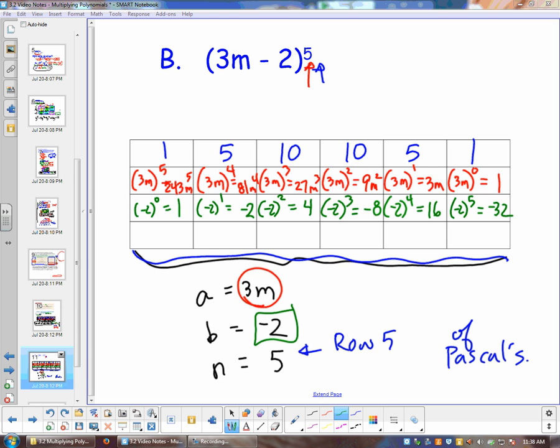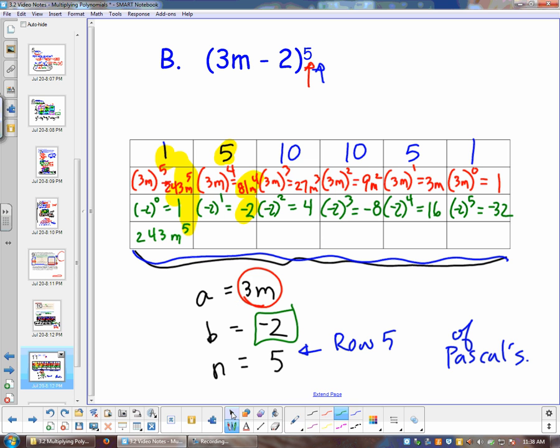All right, so our last column, we're going to be taking the product down this row. So we're going to take 1 times 243 m to the 5th times 1. And when we do that, we end up getting 243 m to the 5th. And then when we do the same thing in the next row, I'm taking 5 times 81 m to the 4th times a negative 2.